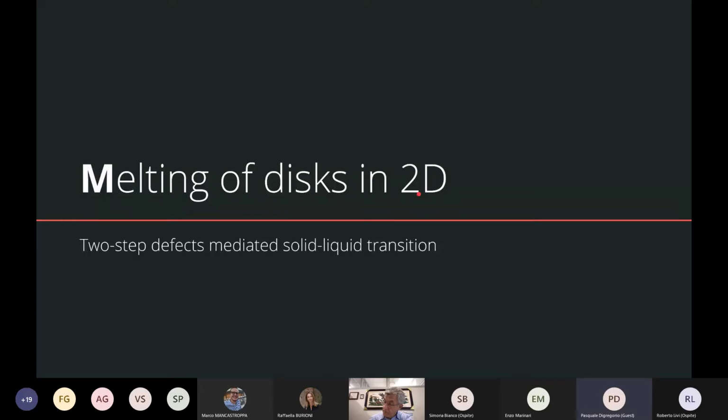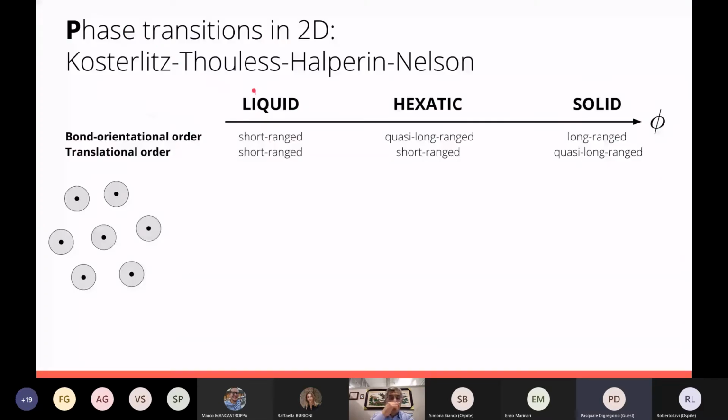So, starting with melting. As you might know, melting of a system of disks, of hard disks, let's say, in 2 dimensions, proceeds in 2 steps, from the solid to the liquid. The scenario of melting results from the so-called Kosterlitz-Thouless-Nelson theory, after the name of the scientists who first addressed this problem.